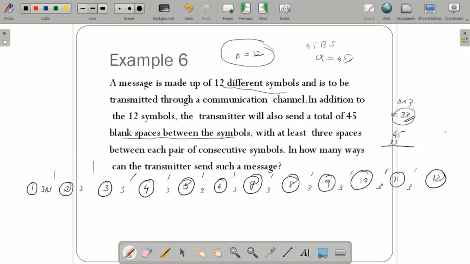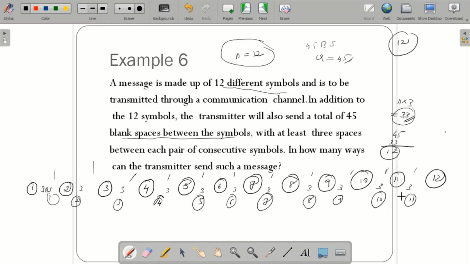So 45 minus 33 is 12. So there are 12 blank spaces, and again where they need to be placed, whether they need to be placed between these symbols themselves, right? So how many positions? One position between these itself. Out of these positions, 1, 2, 3, 4, 5, 6, 7, 8, 9, 10, 11. So it should be placed within these blank spaces, distributed among these. So you have 11 positions and left out is 12.